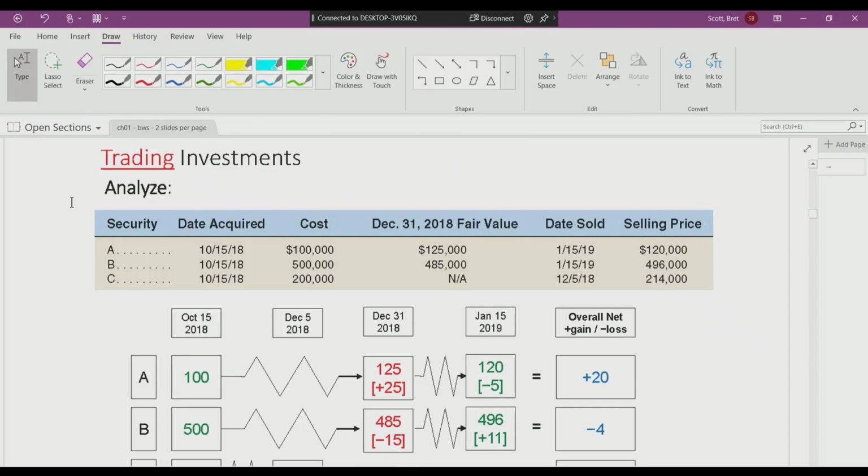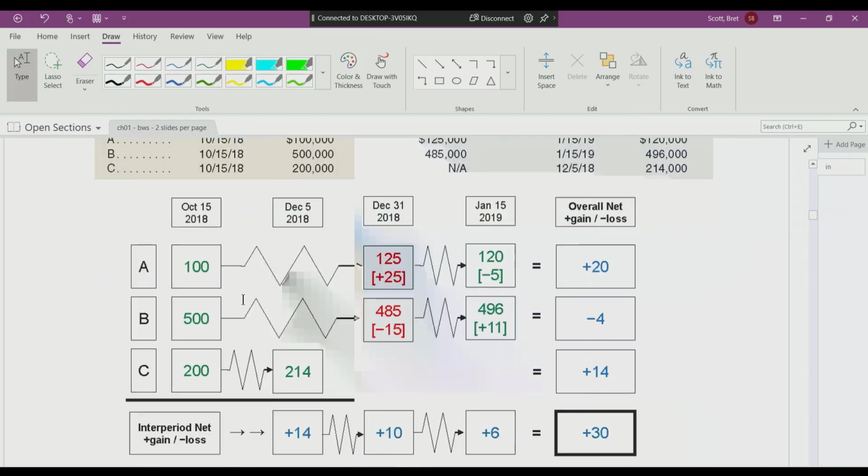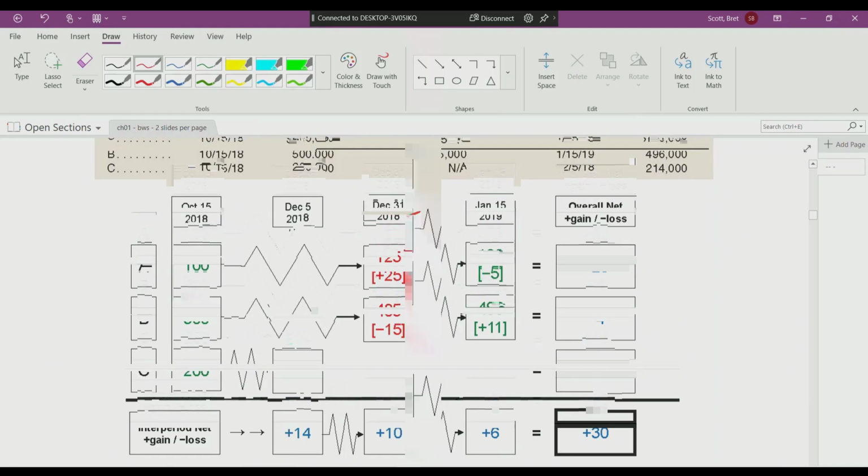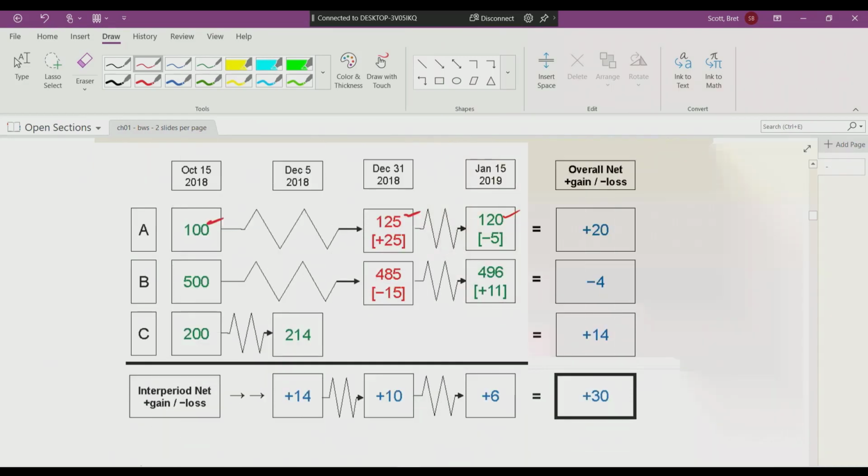So in this situation, what I've got are the 3 securities. And the way I sort of analyze this is kind of along the timeline as you see here. I say security A, we start at 100, it increases to 125, and then it goes down to 120, and then I sell it. Security B, start at 500, go up to 485, then go down to 485, yikes, and then go back up to 496. Security C, I only hold it for a quick period of time, turn around, and I sell it.